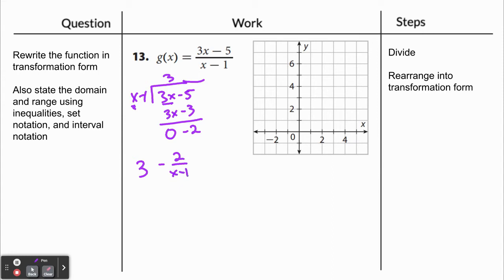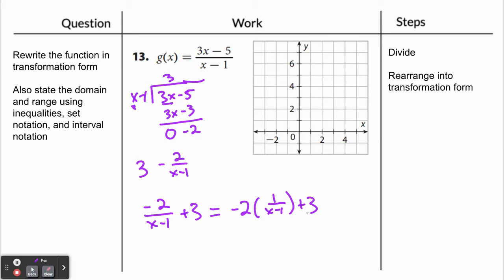Now I can rearrange this to put it into transformation form. I basically just take this 3 and move it to the other side. Negative 2 over x minus 1. And now some people like the a value on the outside, so we can also factor that out if we want. Either way works though.